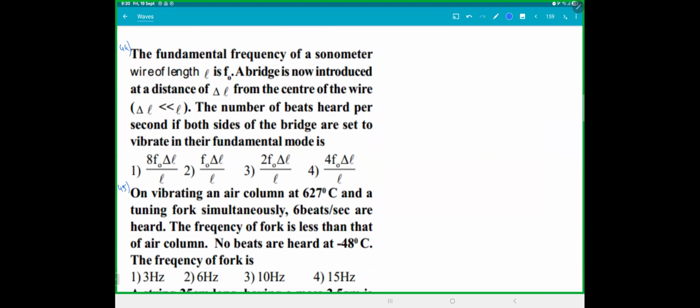Beats and sonometer, beats and organ pipe. So beats, the concept is straightforward. If you have two sources of different frequencies, the difference is beats. That's it. Now, how you get the two different sources is a game.